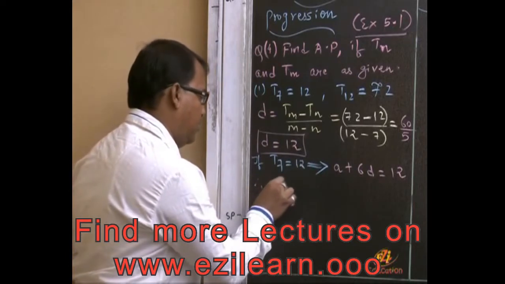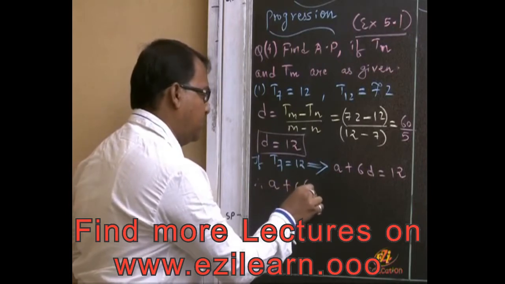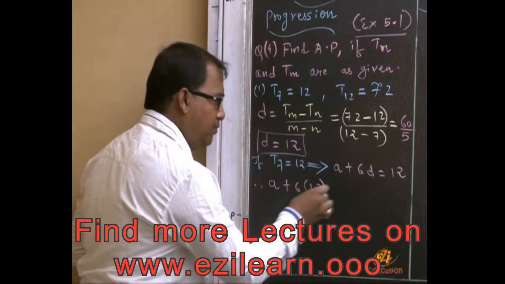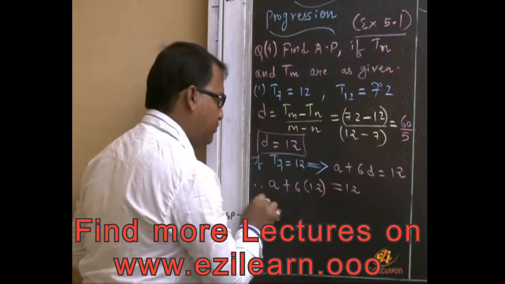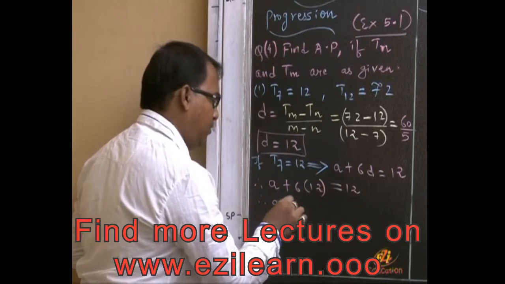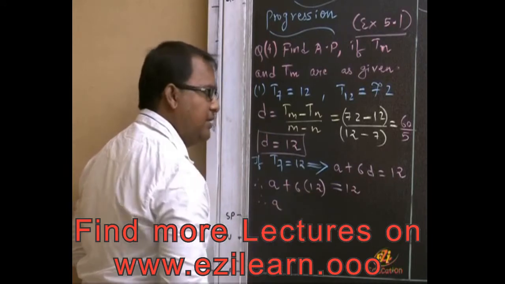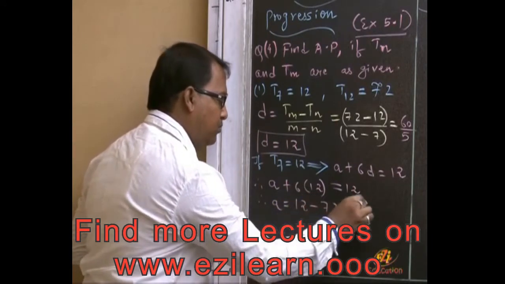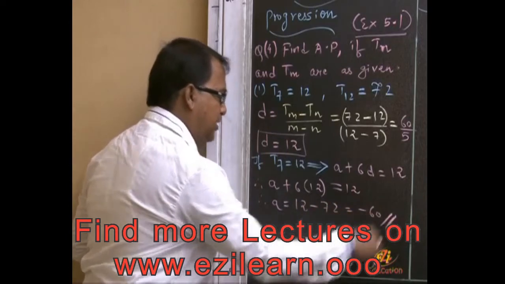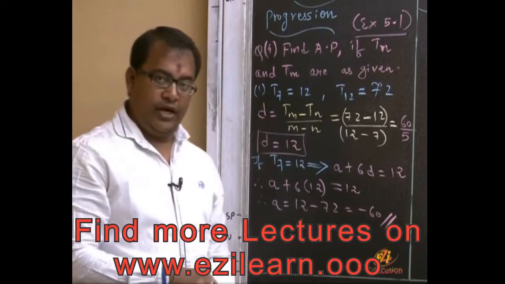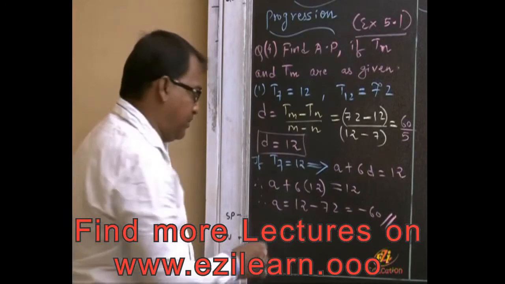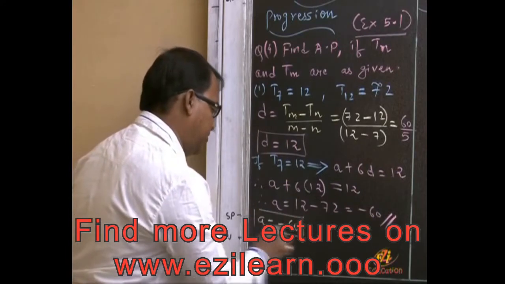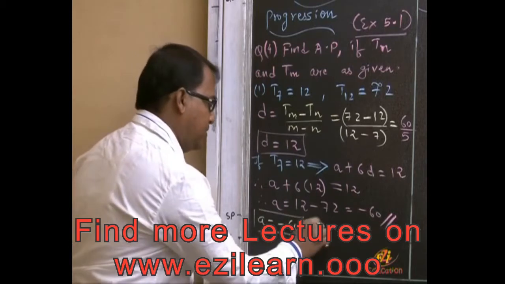So A plus 6 into 12 is 12. 12 sixes are 72. So 12 minus 72 is minus 60. So A is minus 60. You get A as minus 60, which even is not the final destination which we want to reach.